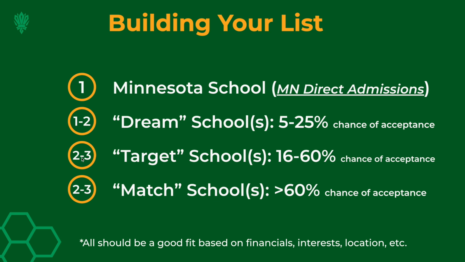We also want to include perhaps 2 to 3 target schools. So we're looking at more of a 16 to 60% chance of acceptance here, so a little bit higher of a chance that we're going to be accepted, but still it's not totally a guarantee. So with that, we also want to include perhaps 2 to 3 what we would call match schools. So an acceptance rate of maybe greater than 60%.